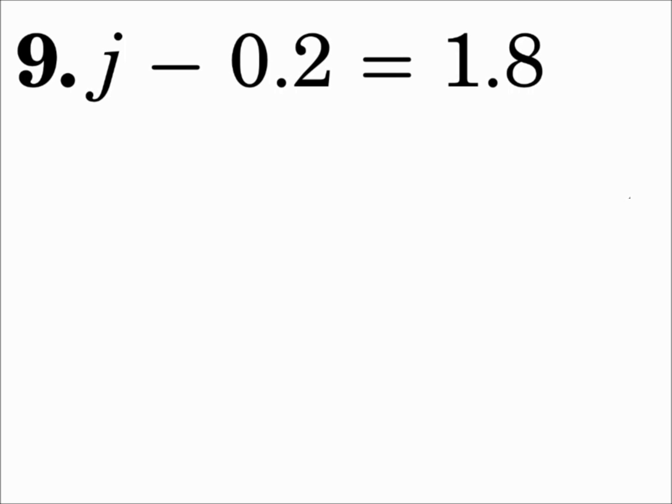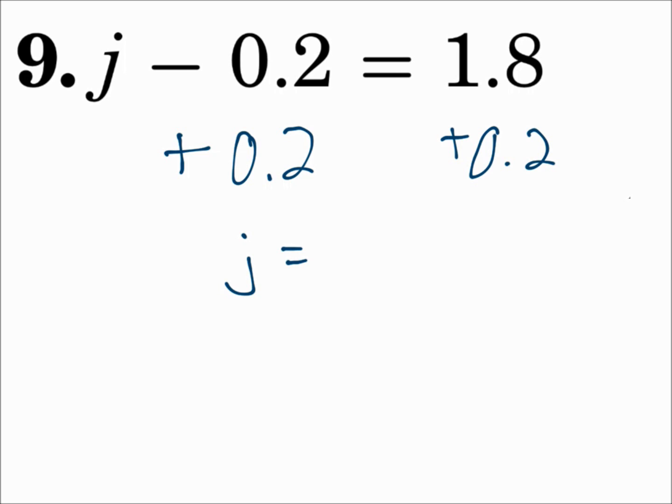Number 9, j minus 0.2 equals 1.8. The opposite of subtracting 0.2 is adding 0.2. Cancels on the left, leaving j, and 1.8 plus 0.2 is 2.